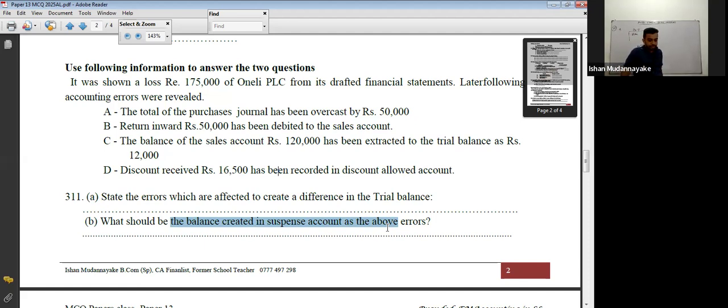Right. Hafsa, what's the answer? What should be the balance created in the suspense account because of the above errors? What's the answer? Only Kapilash. Six thousand. Huh? 6,608. 6,680. Kapilash, only what's the answer?